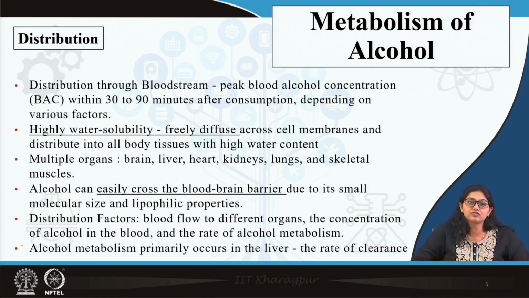Then there are factors which decide the distribution, like how the organ is perfused. So, the blood flow to the organ decides how much alcohol will enter and how it will be distributed. Then again the concentration of the alcohol in the blood and also the rate of metabolism. Remember, after entering the tissue, alcohol is metabolized. So, how fast it is cleared from the system is also determining the effects of alcohol in the body.